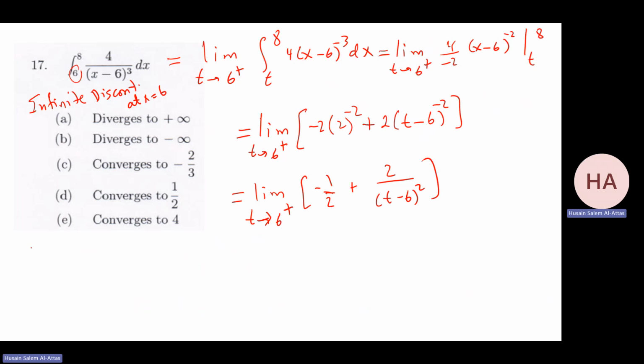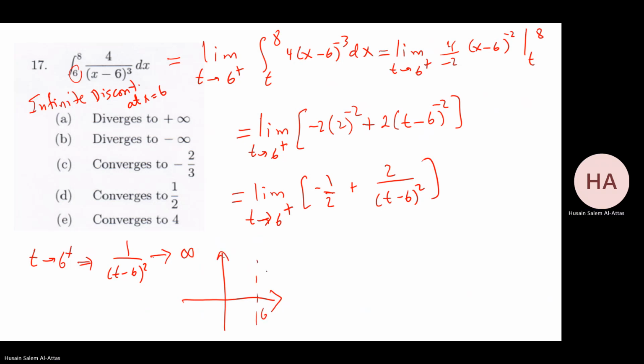Now, as t goes to 6 from the right, what will happen? 1 over 2 (t minus 6) squared will be 1 over 0 plus, which goes to plus infinity. From the graph also, you can see it. This is at 6, and it goes like this. So as t goes to 6 from the right, this goes to plus infinity. So I have minus half plus infinity, which gives me infinity. So it diverges to plus infinity.